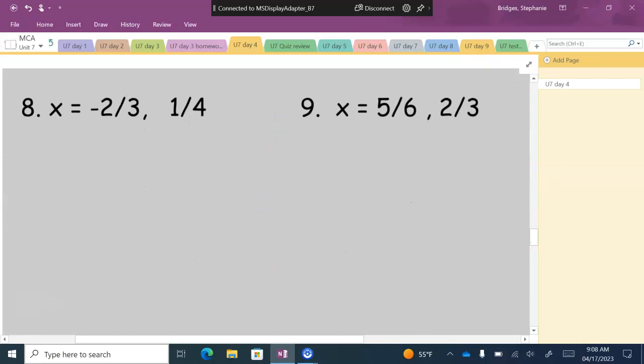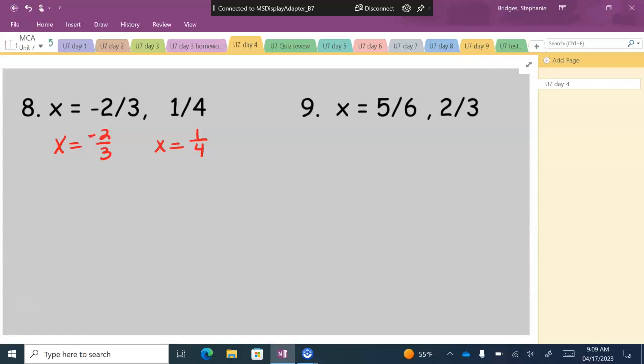Let's talk about 8 first. We got negative 2/3 and 1/4. Okay, negative 2/3 and 1/4. Those are our two solutions. So again, we're going to do the first step exactly the same. We're going to set each one of those equal to x. This one, the working backwards, just involves another couple of steps.